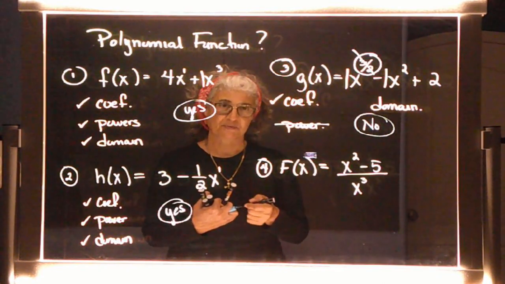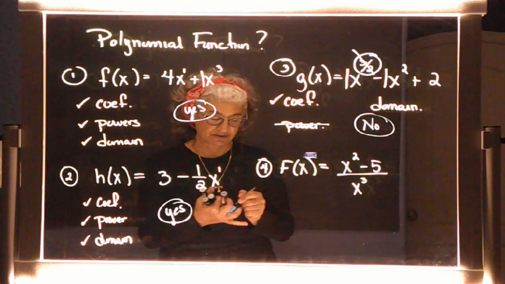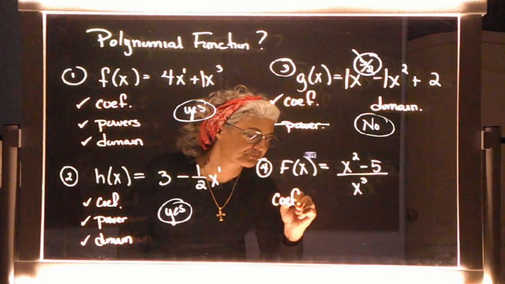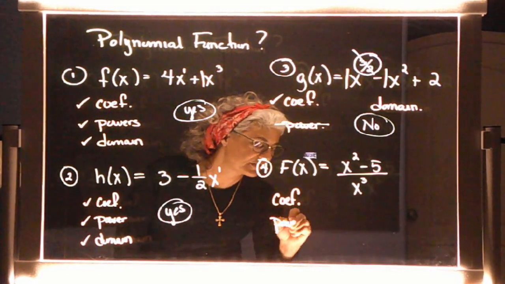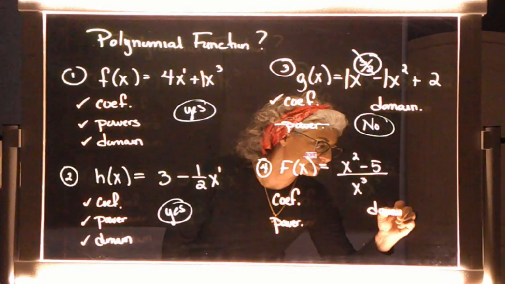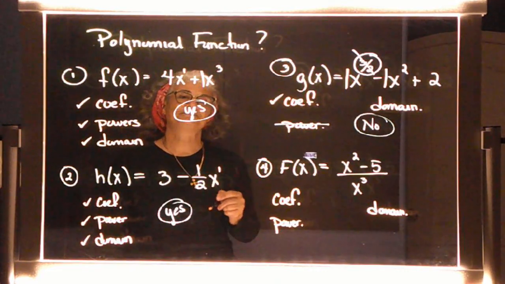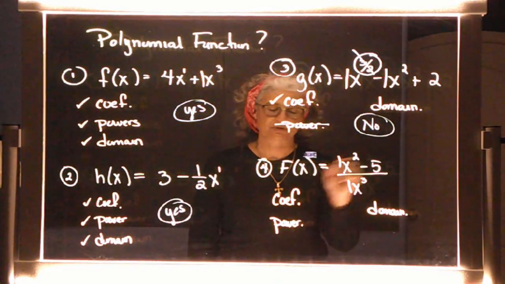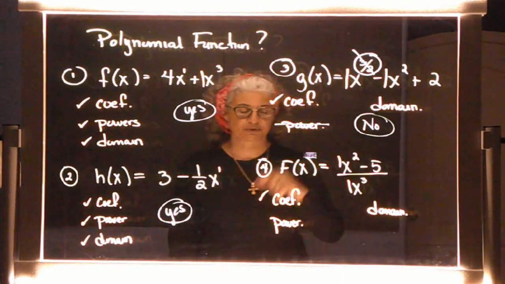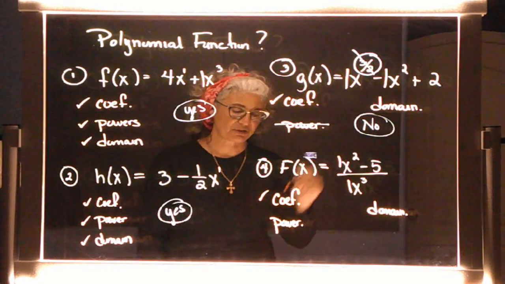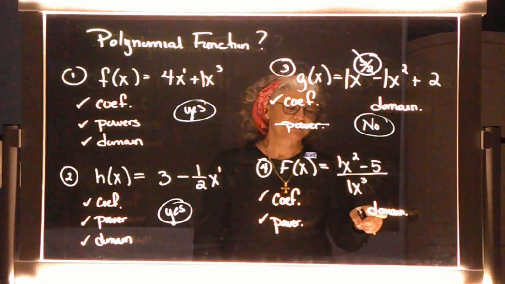Good? Okay, so let's check number 4. Same thing, we've got to check for our coefficients, we have to check for our powers, and we have to check for our domain. So, coefficients, are they good? Yeah, they're good. They're positive. They're all real numbers. We're good. Powers. Powers okay? Yeah, technically the powers are good. So check.